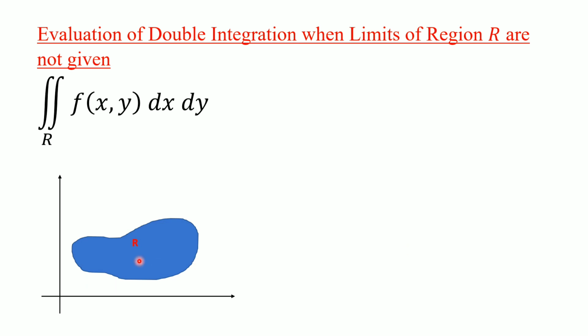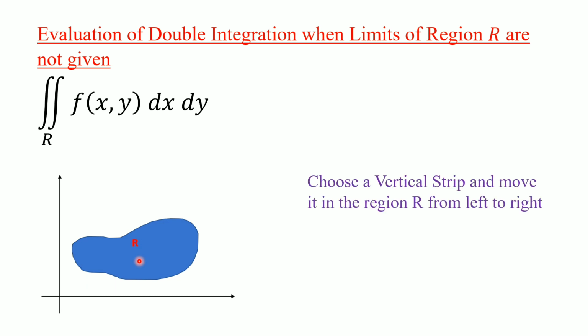Now to find the limits, let's choose one vertical strip in this region R, this black strip, and now we will move this strip in this region from left to right so that it will cover the whole region R, like this. So you can observe here, this vertical strip cannot go left of this line x equals a, and it cannot go right of this line x equals b.